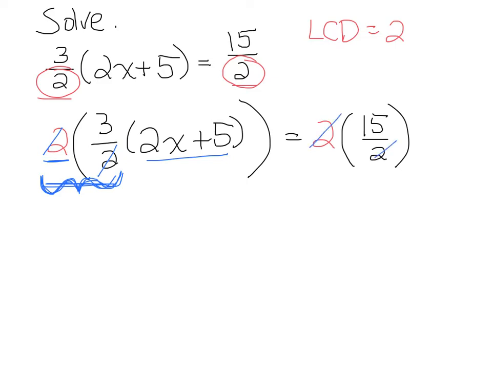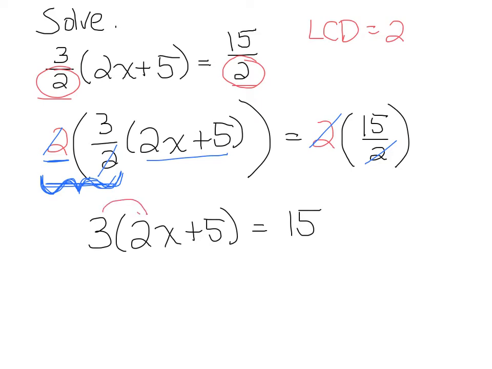This 2 here will also simplify. So what we're left with is 3 times 2x plus 5 equals 15. Now this is not as complicated as it originally looked. We're going to distribute this 3 inside the parentheses. That leaves me with 6x plus 15 equals 15.